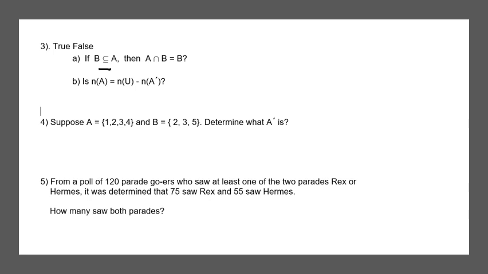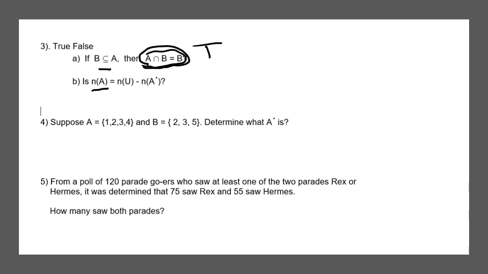Now, if you look at this, A and B is what do they have in common? Well, B is contained in A, so everything in B is contained in A, so A intersect B has to be equal to B. Okay? Everything in B is already in A, so what do A and B have in common? B. So this is true.